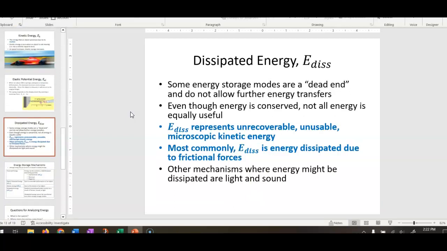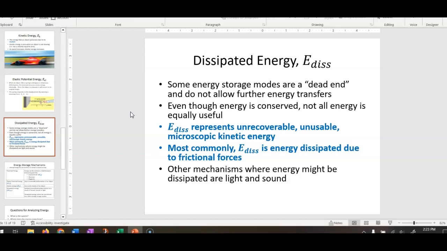There's one other type of energy that we want to be able to recognize. This is really not a mechanical energy, but it's called dissipated energy, and we'll write it as uppercase E with a subscript of dis, D-I-S-S. So some energy storage modes are dead-end storage modes, meaning that once energy has been moved to that storage mode, you cannot get it out for useful work. And so E_dis represents unrecoverable, unusable, microscopic kinetic energy.